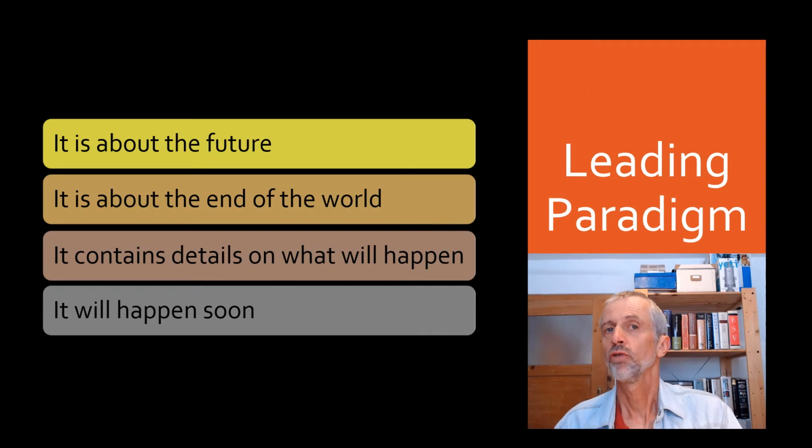So what is your paradigm for the book of Revelation? I don't know, of course, but I do know that the most widespread paradigm, the most common approach to the book among believers, contains these elements. Revelation is about the future, our future. It's about the end of the world. It contains details on what will happen, and all of this will happen soon. Often it is also assumed that it is possible to construct a scenario, a sort of timetable or chronology of events that lead to the end.